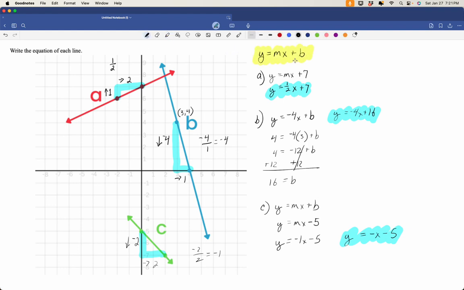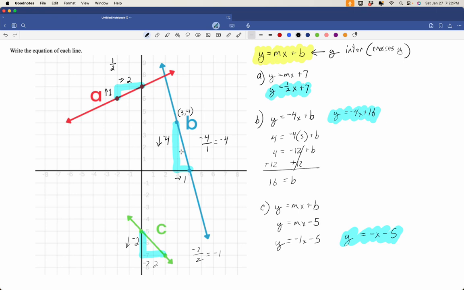You've got to know the parts. You've got to know that this is the y-intercept. That means where it crosses y. The sign goes with the number. If it's a -5, you do -5. If it's a +16, you go +16. If it's a -2, you go -2. Okay, the sign goes with the letter. Whatever the sign of the number is, that is the operation you put here.